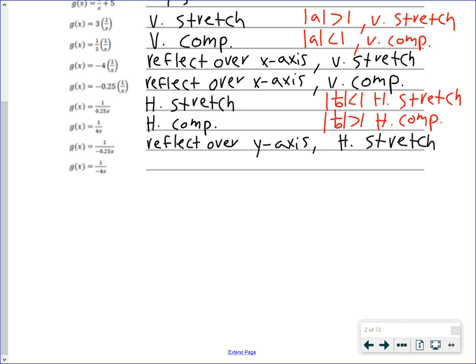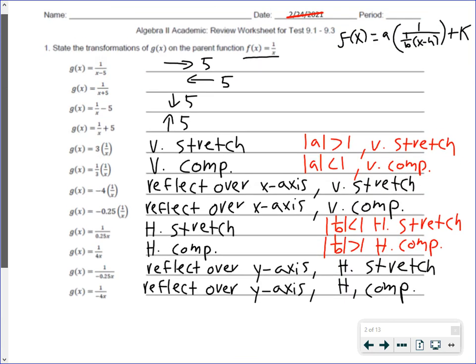In the next line, we have 1 all over negative 4x. So that negative 4x is our 1 over b term. Our 1 over b is negative. So that means we have a reflection over the y-axis again. So reflect over y-axis. And since the absolute value of negative 4 is a positive 4, and positive 4 is greater than 1, we have a horizontal compression. Okay, so that's number 1.